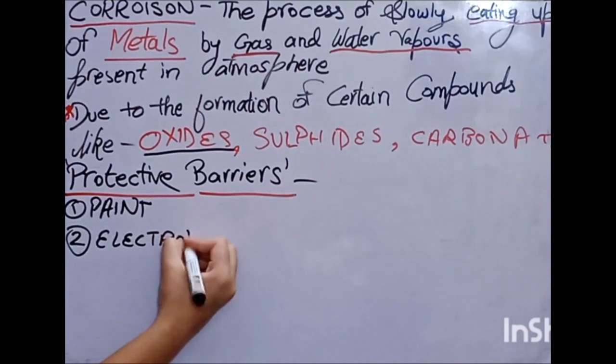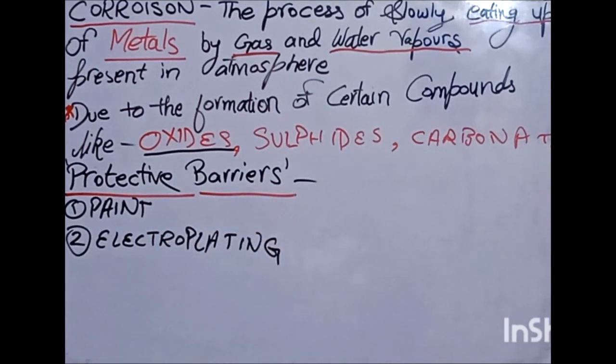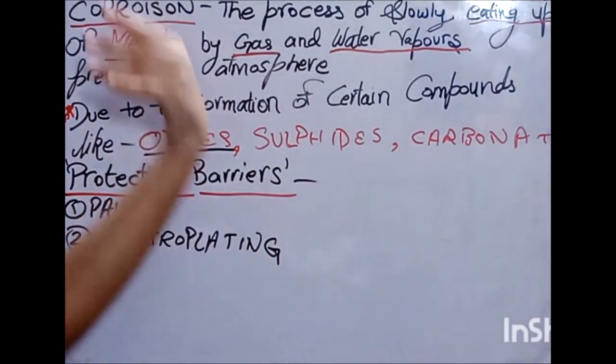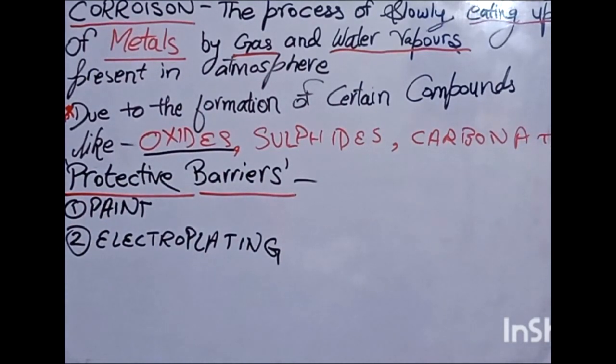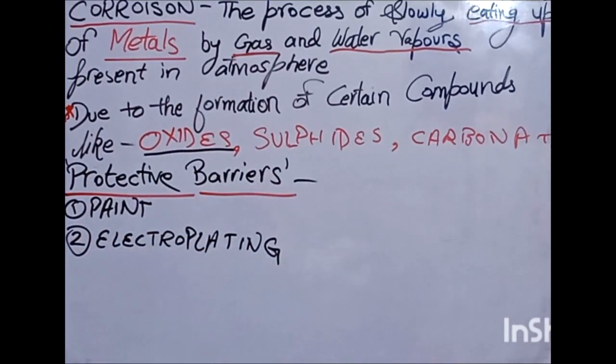Second can be electroplating. If you remember from previous class, electroplating क्या था? So basically in electroplating, there is a huge process for that. First of all, हम क्या करते हैं, एक मेटल की दूसरे मेटल पे एक लेयर चढ़ा देते हैं. Like silver किसी पे चढ़ा सकते हैं. That is what electroplating is. So that's also a way to protect our metal from corrosion.